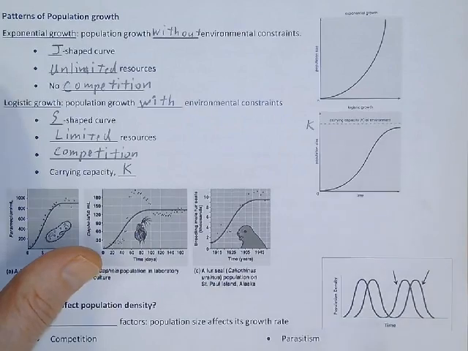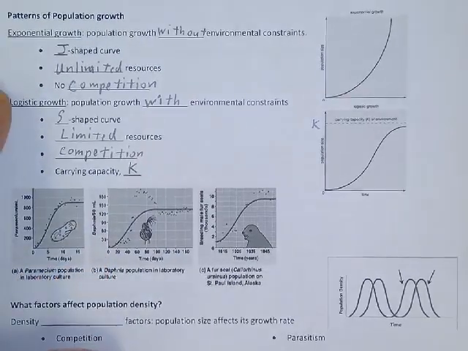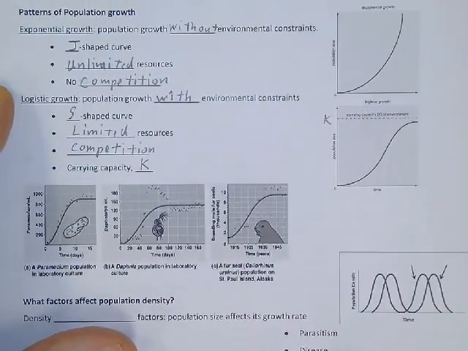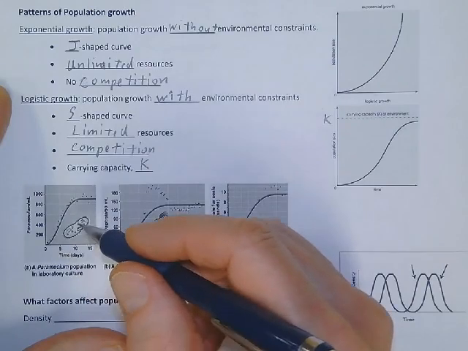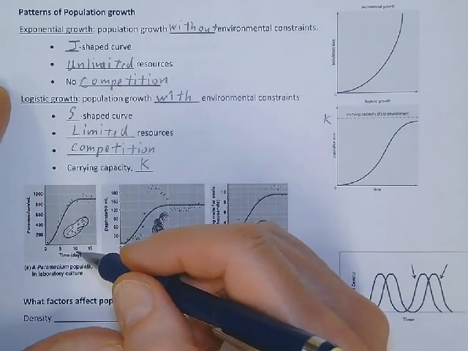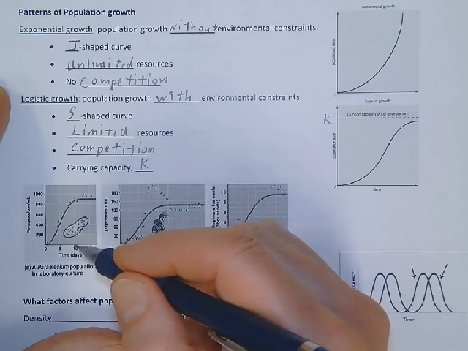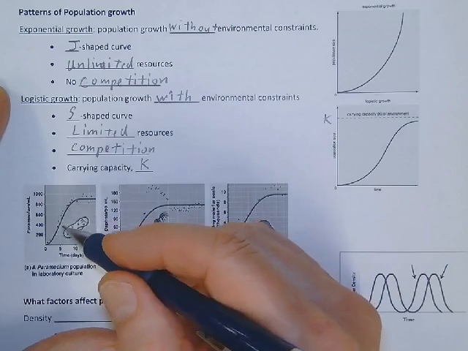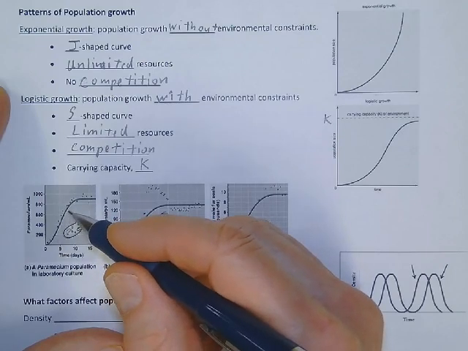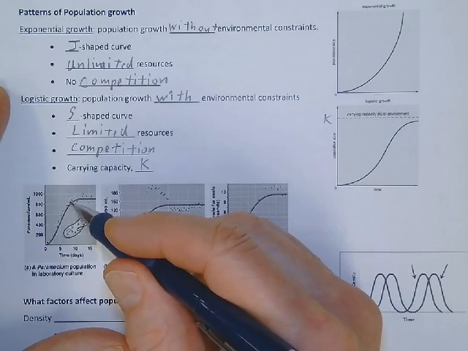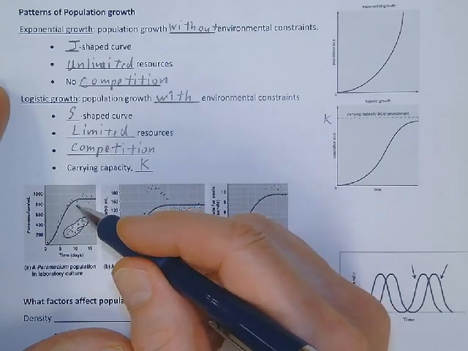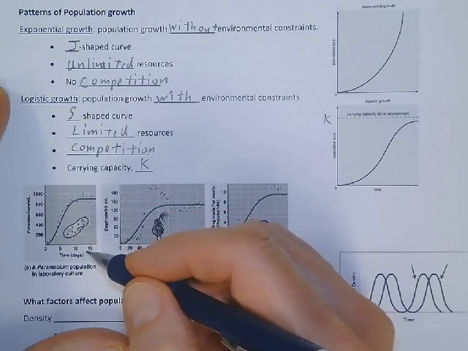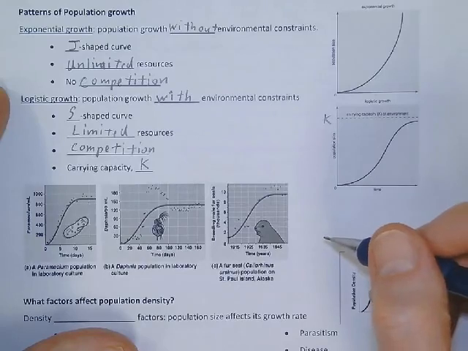All right, so let's look at some examples of those. So here, these are paramecium that are in elaborate culture, and this is over a couple of weeks. You can see down there. So at first, it looks like it goes straight up. There are no constraints, but as the population gets closer and closer to the carrying capacity, and they're competing heavily for the resources, it flattens out, and we see that's a logistic sort of curve.